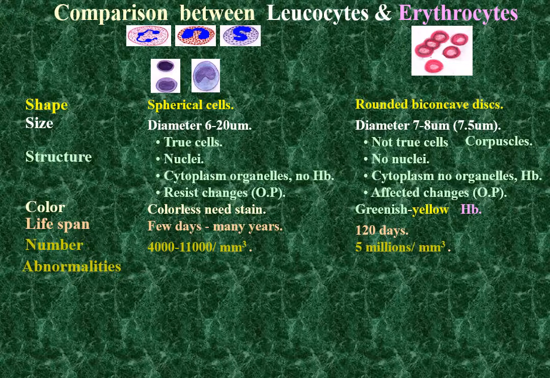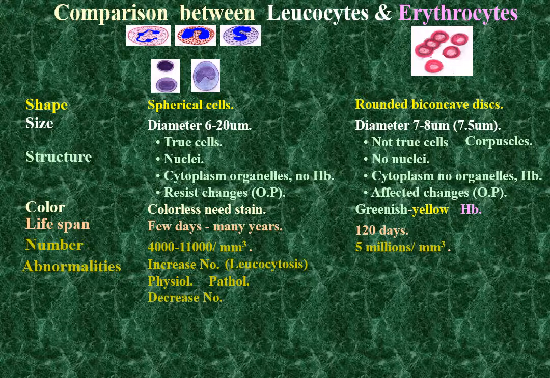Abnormalities in number: an increase in number of leukocytes called leukocytosis may be physiological or pathological. Physiological leukocytosis occurs in infants after meals, cold bath, and muscular exercise, and during pregnancy and lactation. Pathological leukocytosis occurs in acute pyogenic infections, usually accompanied by pus formation, as abscesses and acute tonsillitis.